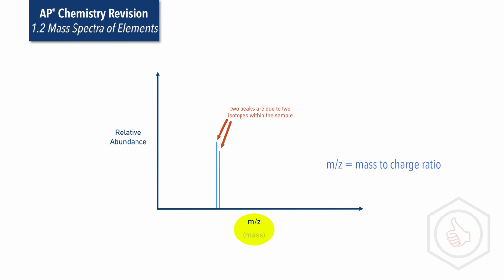Because the charge of most ions in mass spectrometry is only 1, this simply means mass divided by 1, so the m/z value actually equals the relative mass of the samples being detected. Don't worry if that seems a little bit confusing. Because in AP Chemistry we only focus on single charged ions in mass spectrometry, each peak in a spectrum represents a different isotope of the same element.